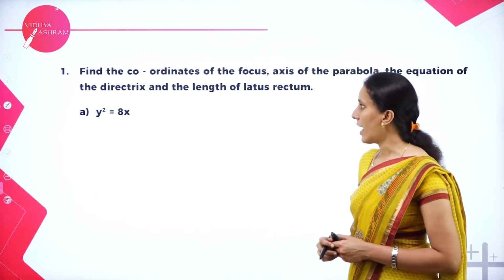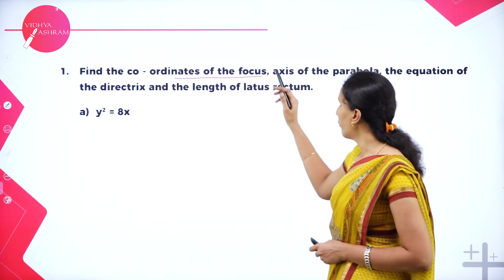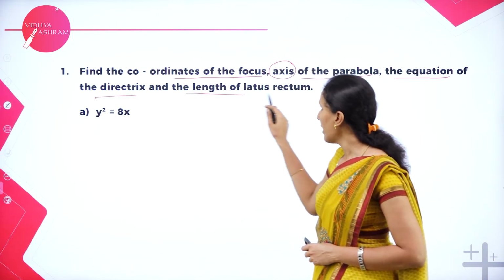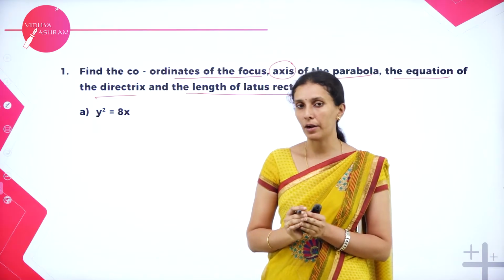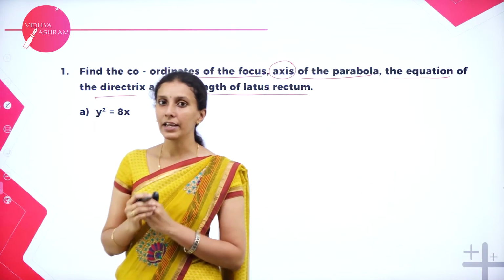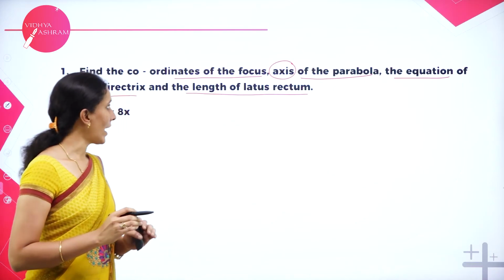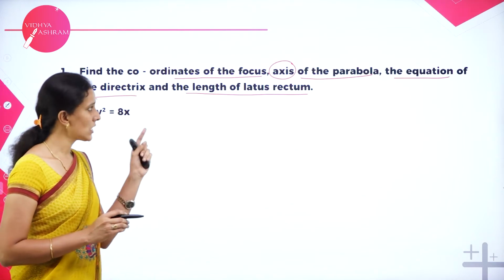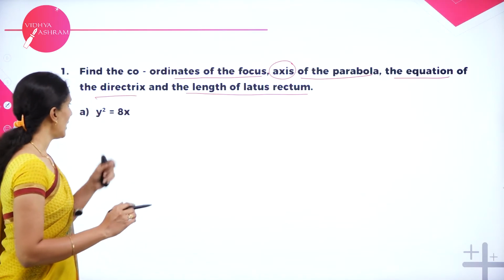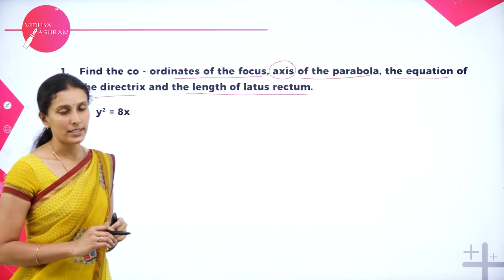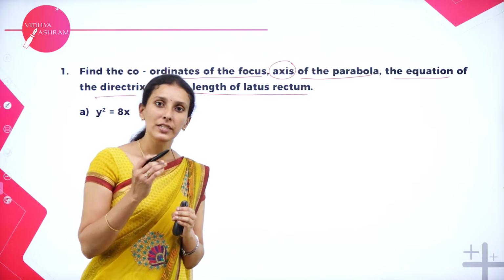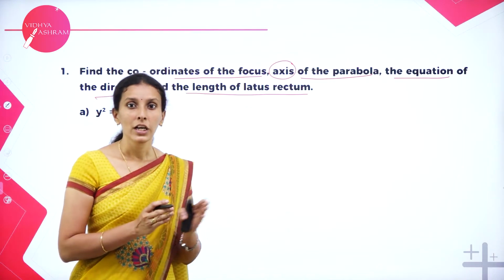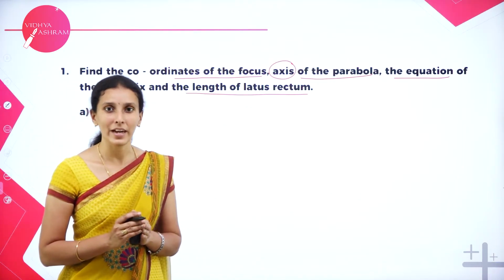The next question we have here: find the coordinates of the focus, the axis of the parabola, the equation of the directrix, and the length of the latus rectum of the given parabola. Here they have given you some standard equations of the parabola. Let us see, we have y square is equal to 8x. I already said if the equation starts with y square, then it is a right-handed or left-handed parabola. If it is positive, then it is clearly a right-handed parabola.